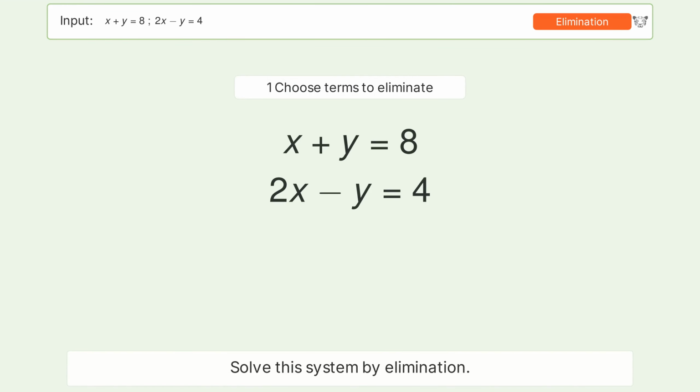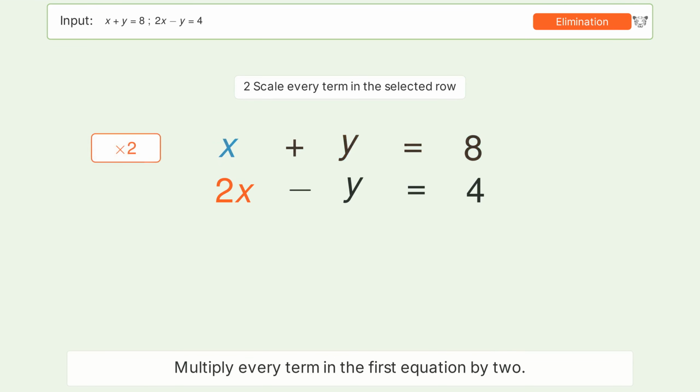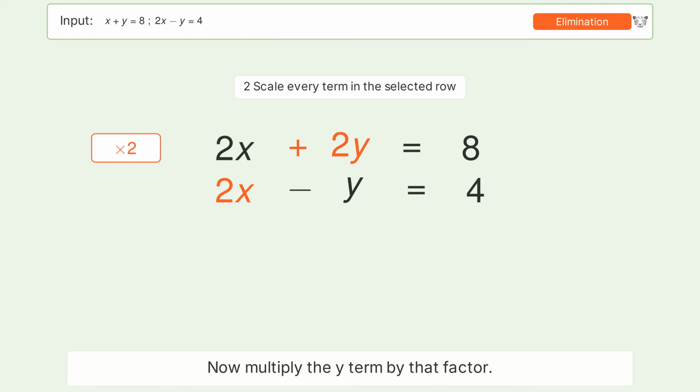Solve this system by elimination. Scale the x terms to 2x and negative 2x so they cancel when we add. Multiply every term in the first equation by 2. Multiply the x term by the same factor. Now multiply the y term by that factor. Finally, multiply the right side too.